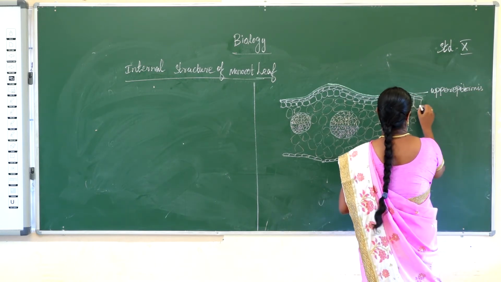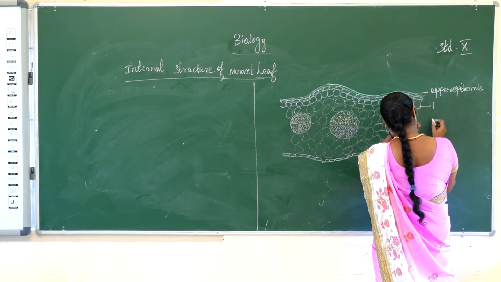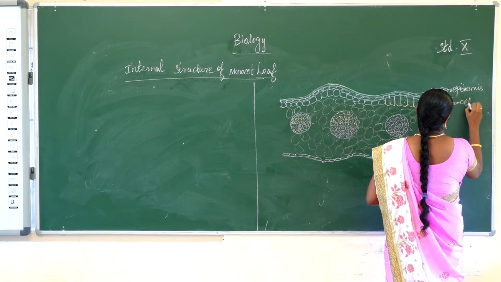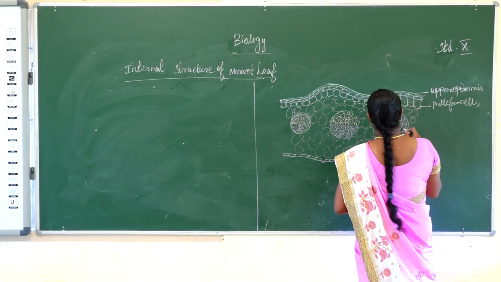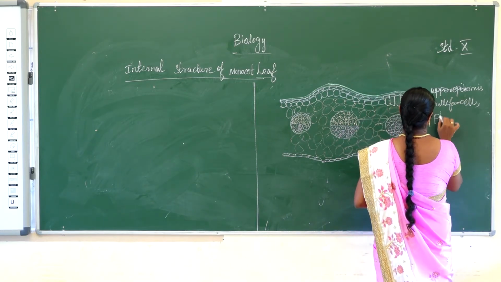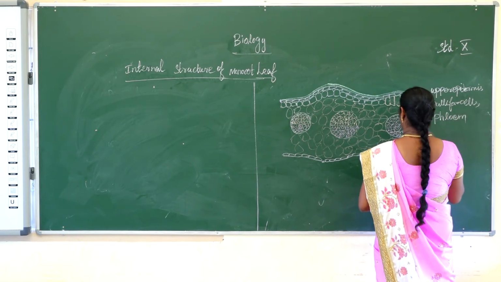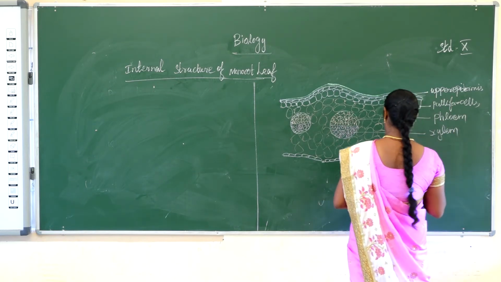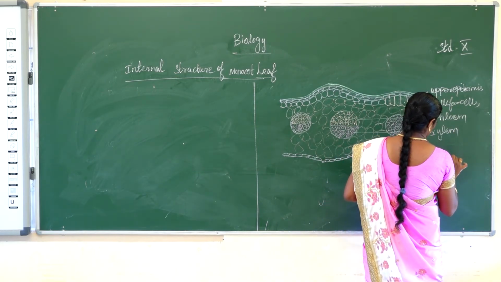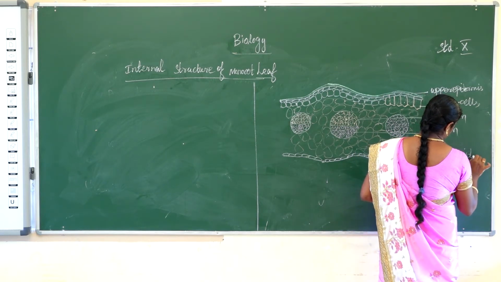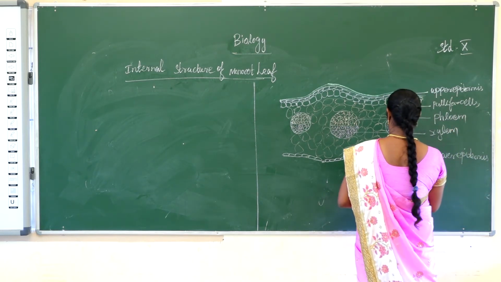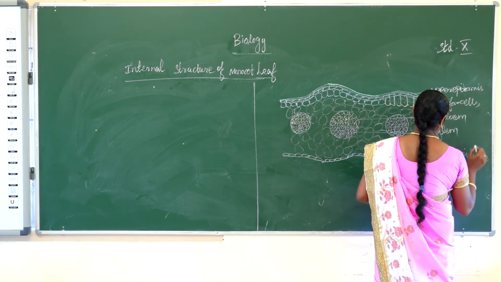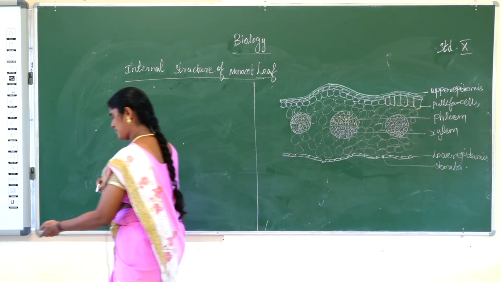Next, fully formed cells. Phloem, xylem, metaxylem and protoxylem are present. This is the lower epidermis. Stomata.